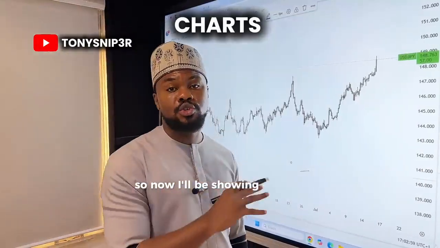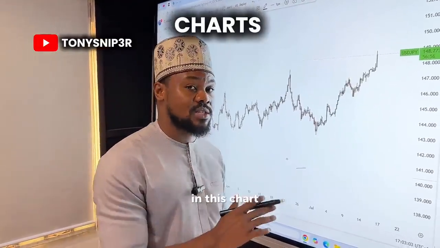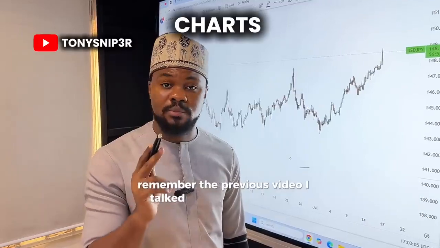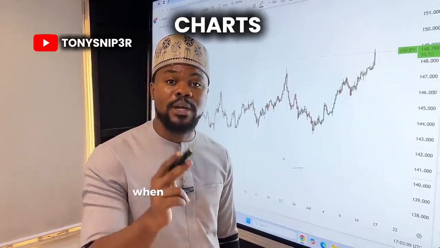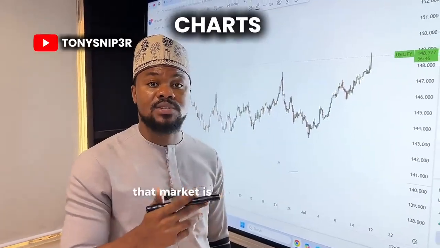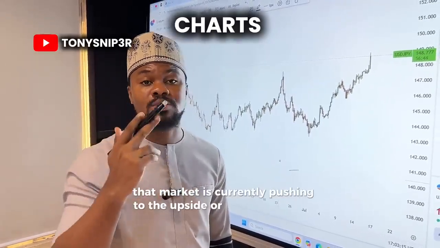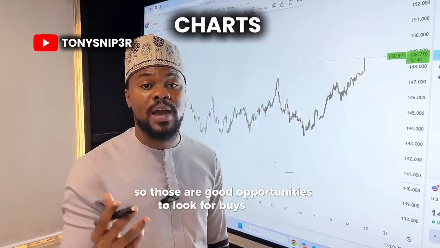So now I'll be showing you guys how to spot continuation and reversal in this chart. Remember the previous video, I talked about trending and exhaustion. I don't want you guys to complicate things. When you talk about a trending market, this is telling you that the market is currently pushing to the upside or to the downside with high momentum. So those are good opportunities to look for buys and sells.